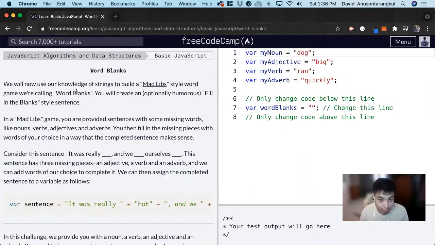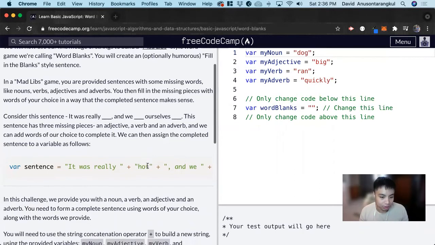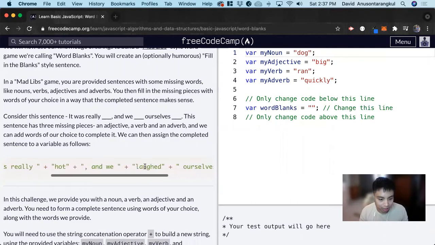Today we're going to do a freeCodeCamp tutorial on JavaScript. This exercise is called Word Blanks. This is a fun one, and it follows the game Mad Libs, where we have these nouns, verbs, adverbs that can be substituted. For example, we have a sentence like this: it was really hot and we left, and these adjectives and verbs can be substituted.